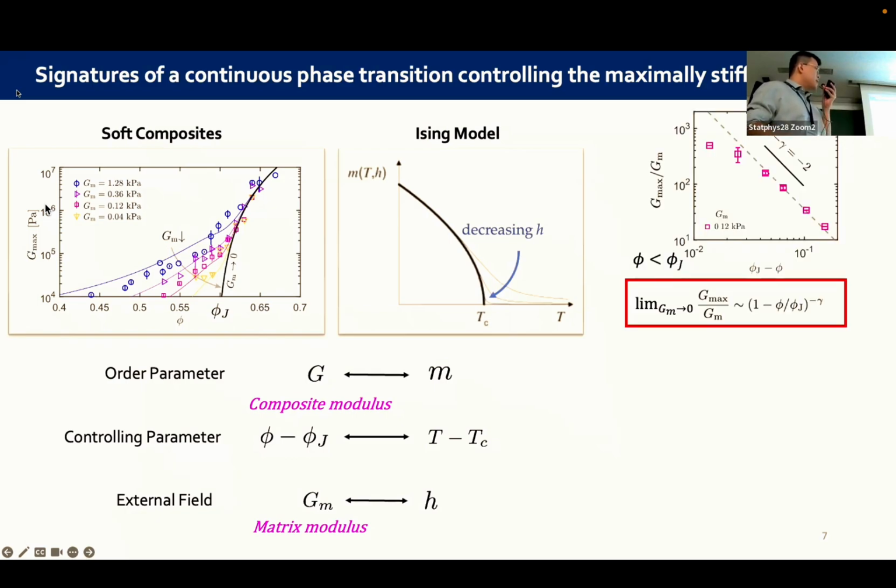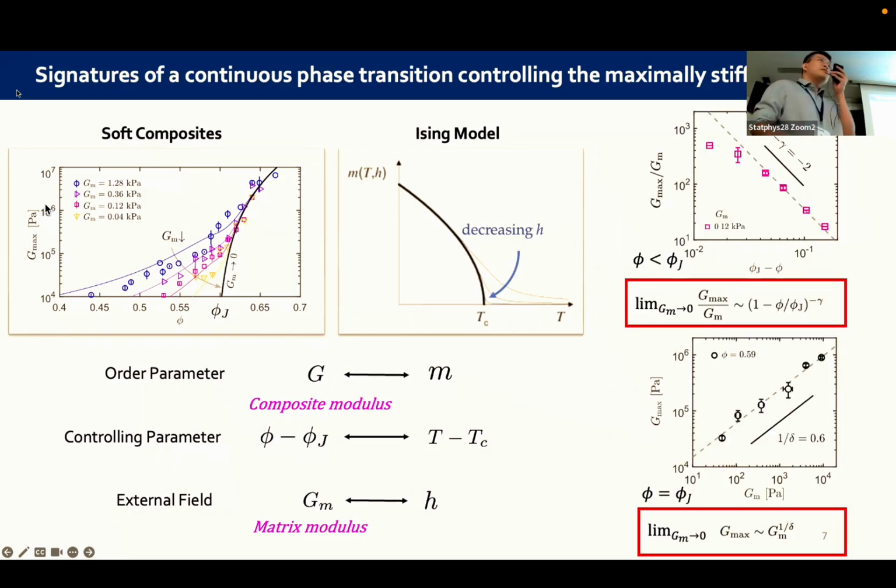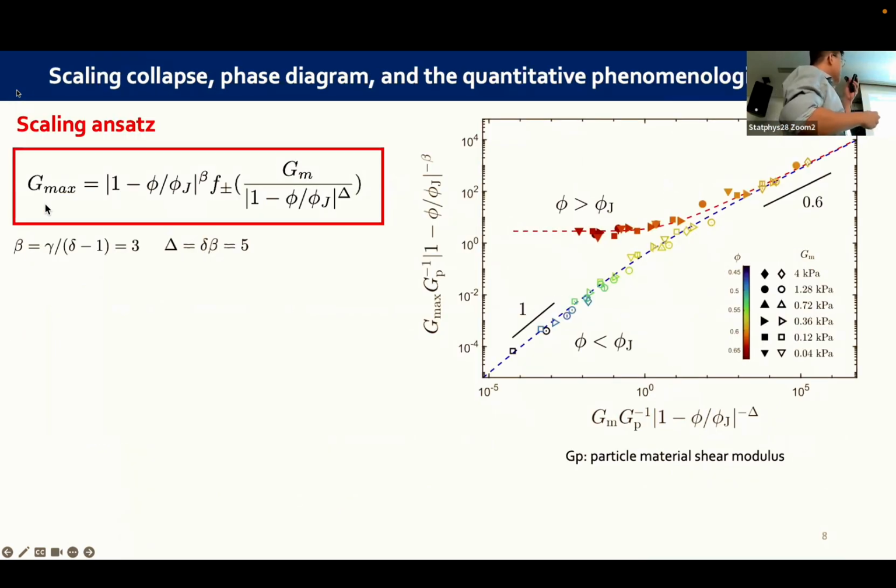So with that in mind, we can identify various critical scaling laws and identify critical exponents in analogy to an Ising model. So why are we interested in this? Because from those critical scaling laws, we may bring up scaling ansatz, which, if true, would relate the relevant material parameters, for example, the volume fraction of particles and the shear modulus of the matrix, to the overall shear modulus of the composite, which will answer the question that we brought up originally.